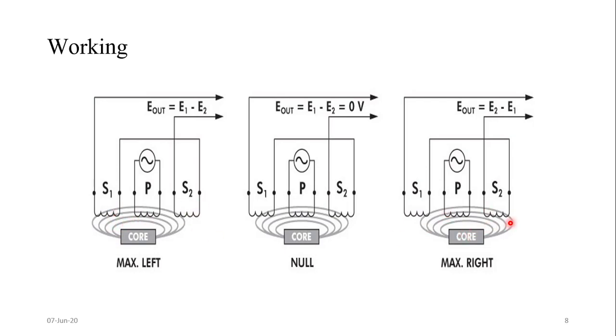But when the core is on the right, then all the EMF will be generated at secondary winding S2. Correct. It will be maximum here. When it is in the center, it will be null, meaning equal in both the secondary windings, S1 and S2. But when it is on the left, S1 is more. When it is on the right, S2 is more. Clear? And because of this, it gets the EMF.